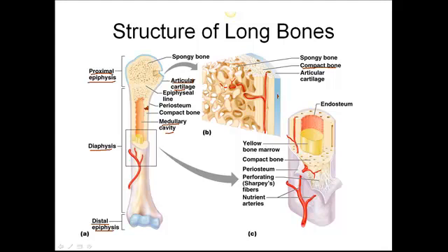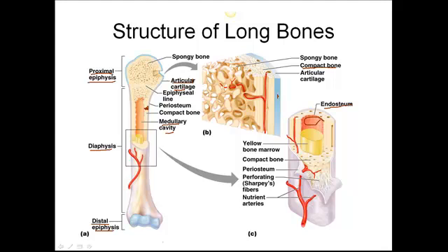So here's the yellow bone marrow. We have yellow and red bone marrow. The lining of the medullary cavity, this tissue here, is called endosteum, right? And what is this one here on the outside? Called peri. Peri means around.